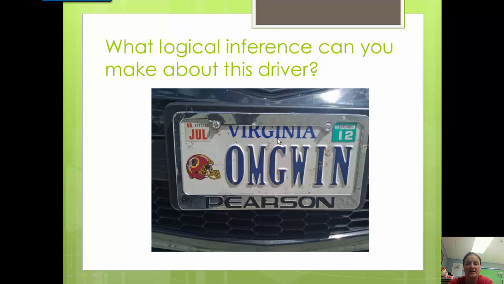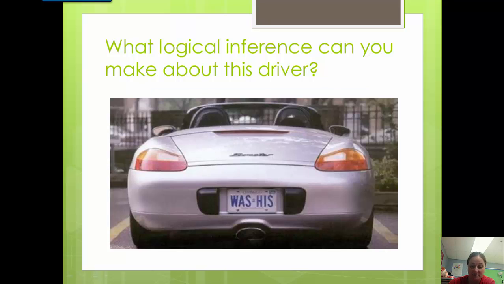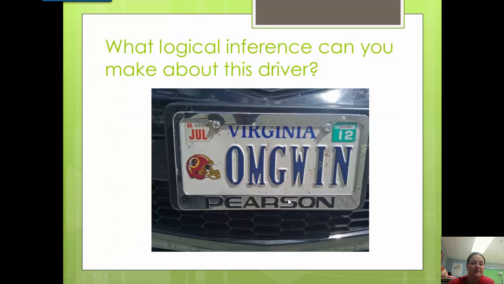You know they live in Virginia. You can't get a Virginia license plate without living in Virginia. You know they got their car in July. Oops. And if you might be able to make an inference from this, I can because I have some background knowledge. I know that Pearson is a dealership, and so I could infer that they bought this car at Pearson Auto Dealer. Okay? Go ahead and stop the video if you want to adjust it.